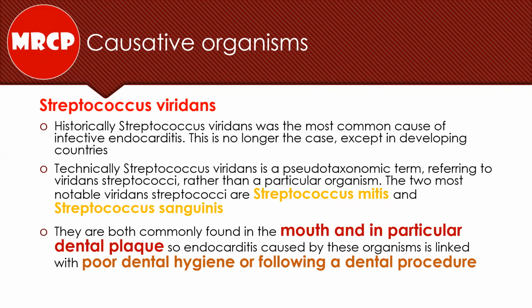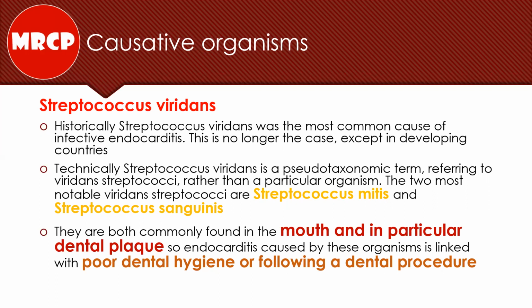Streptococcus viridans. Dr. Anwar, maybe a few years before, Streptococcus viridans was the most common organism. It was the historical most common organism of infective endocarditis. But this has changed. This has changed to the Staphylococcus aureus to be the first and the most common organism causing infective endocarditis. Actually, we have two subtypes of the Streptococcus viridans.